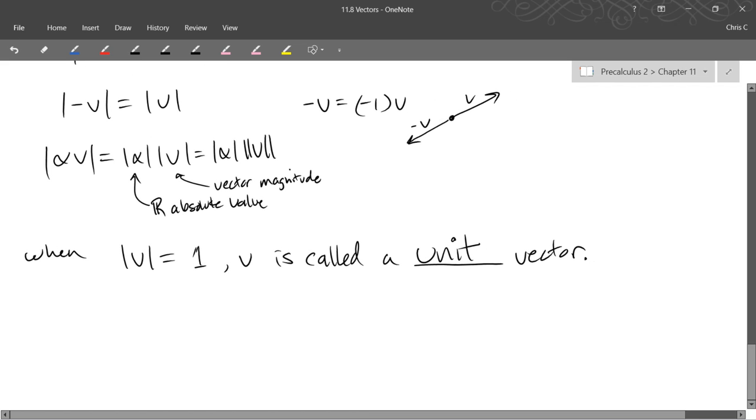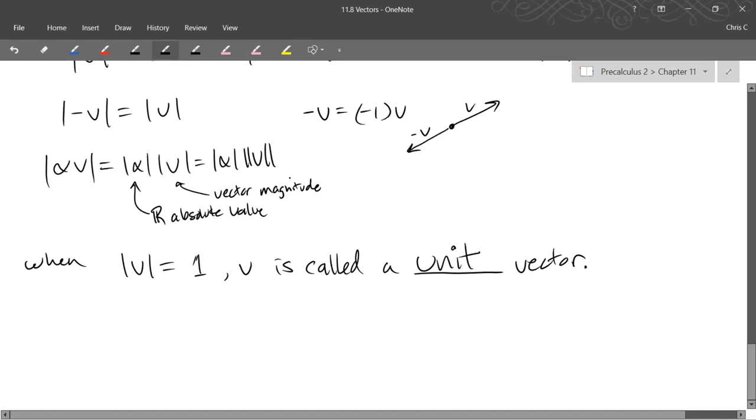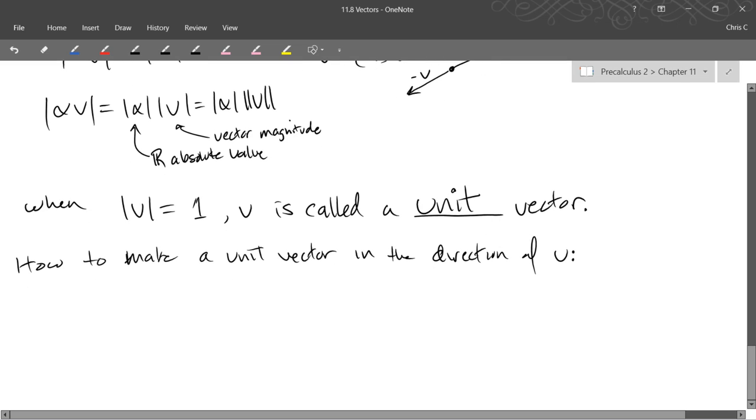All right, so we got unit vector. Let's look at how to make a unit vector. Let's say you have a vector V, but maybe V is too big. I want a unit vector. We'll call this unit vector U. I want it to go in the same direction as V, except I want it to be length 1 or magnitude 1.